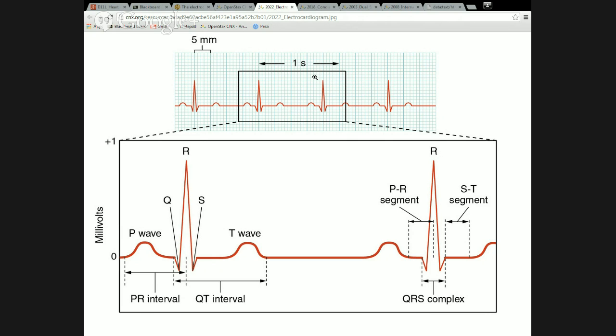Okay. And we're going to use that number quite a bit, because at that rate, that means the heart is beating at about 75 beats per minute. Okay, so we're going to see that 800 milliseconds or 8/10 of a second time frame quite a bit, which is what we see here.